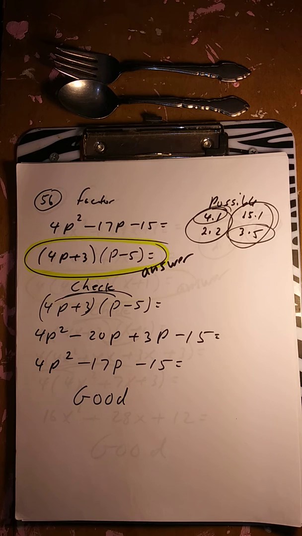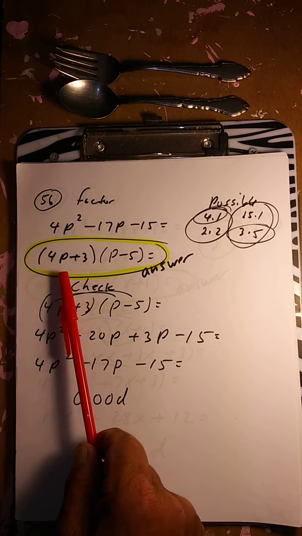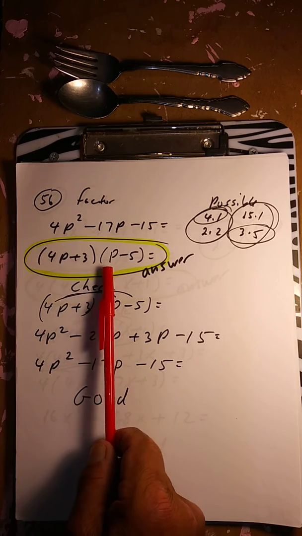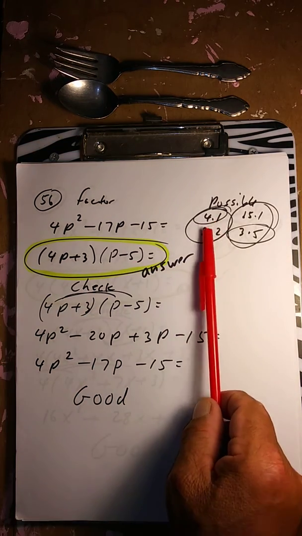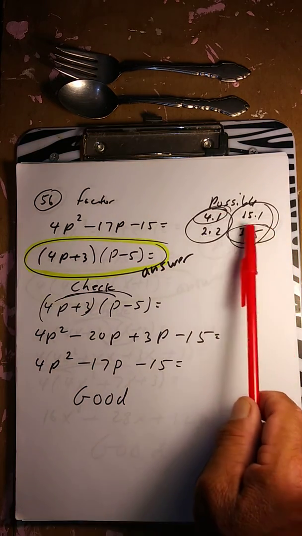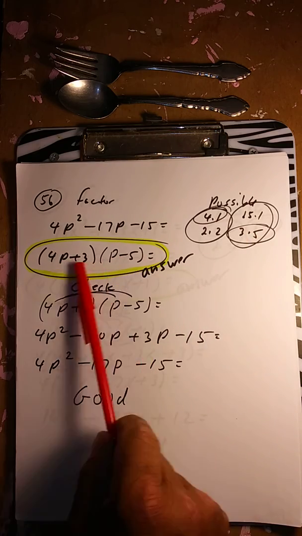Another one. 4p, that's 3p minus 5, maybe. Possible numbers, and we're going to go with these. So I think this might work. Let's see.